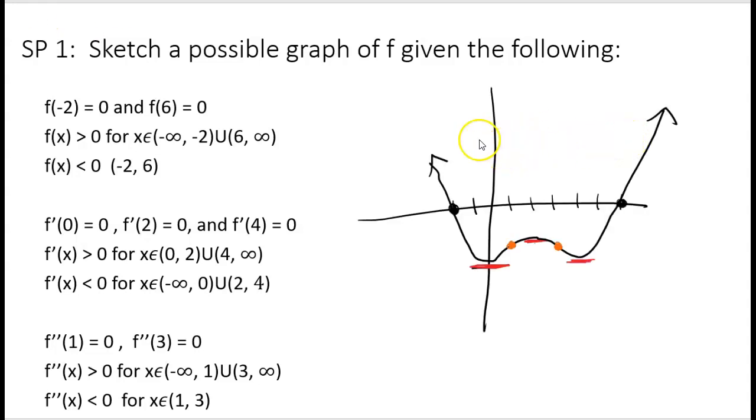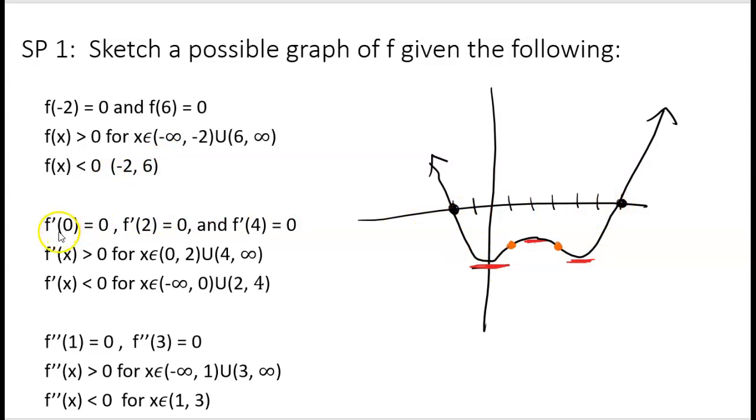All right, so this is the answer. We have x-intercepts, or where it touches the x-axis, at -2 and 6. So I've got a dot here and here. Notice that from negative infinity up to -2, it's above the x-axis, and also from 6 to infinity. And in between -2 and 6, it's all below the x-axis.